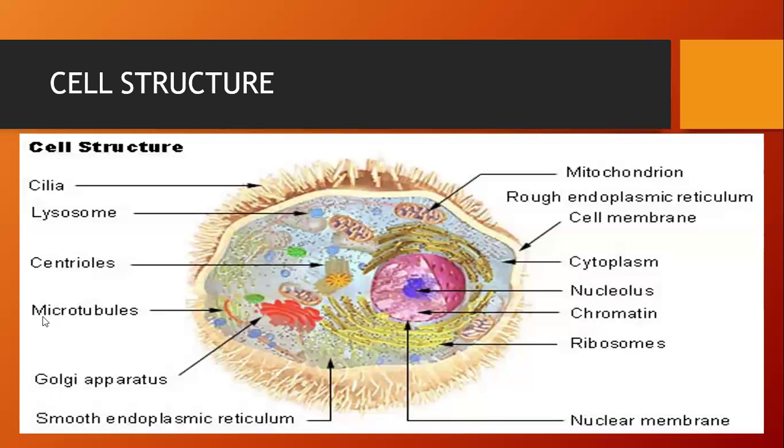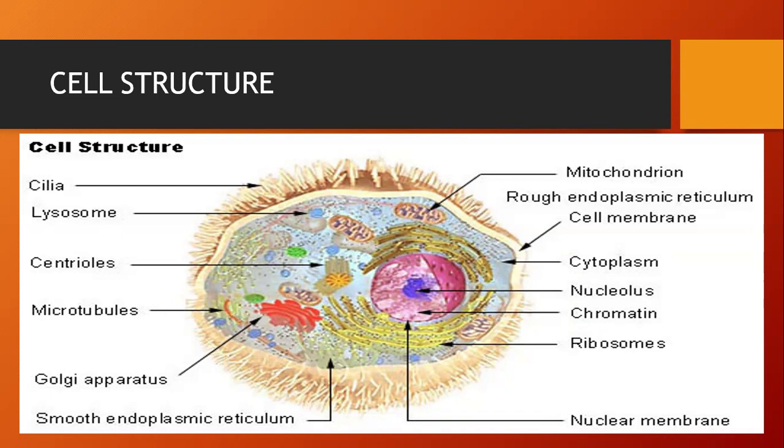Now, the basic function of these microtubules in this particular cell is for actually organizing these other organelles in this cell. As you can see, it helps to maintain the cell shape, and it also helps to separate the chromosomes during the process of cell division. It helps in separating the chromosomes.